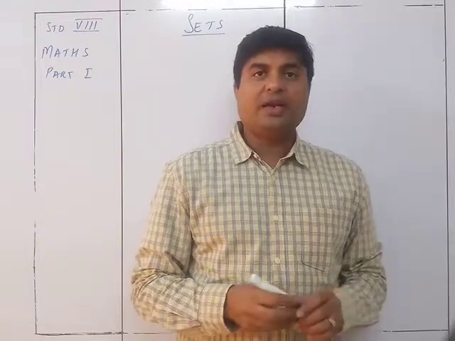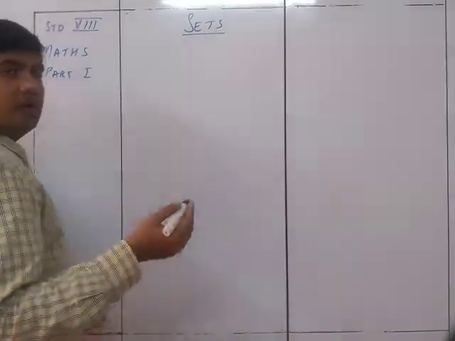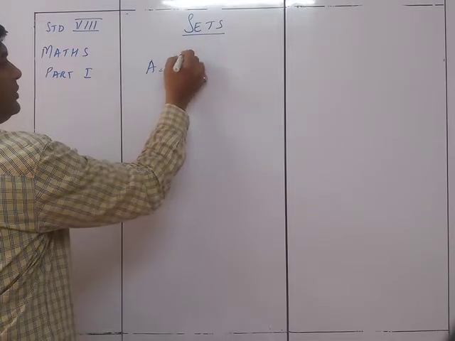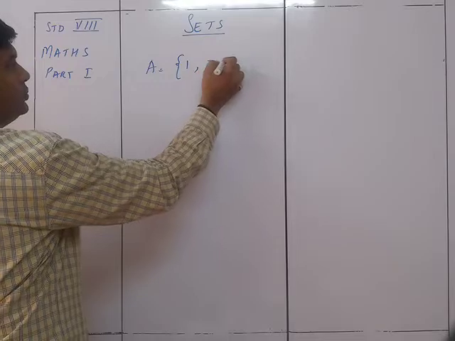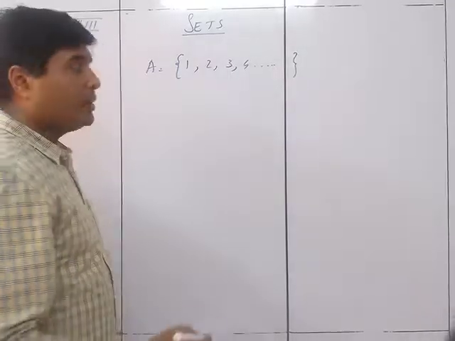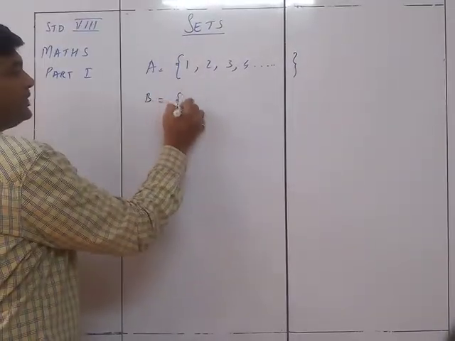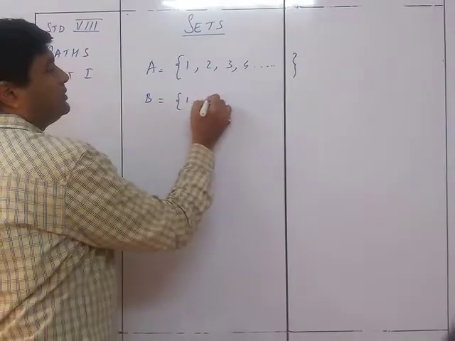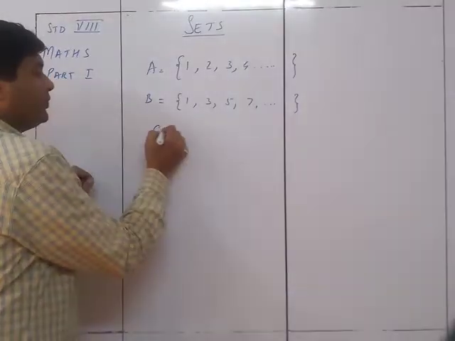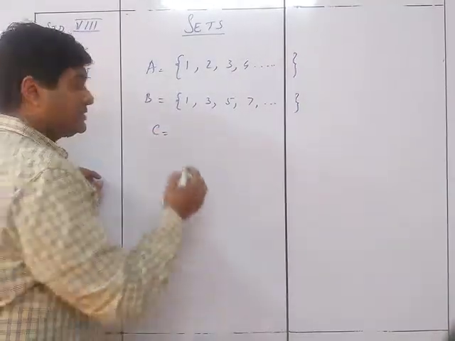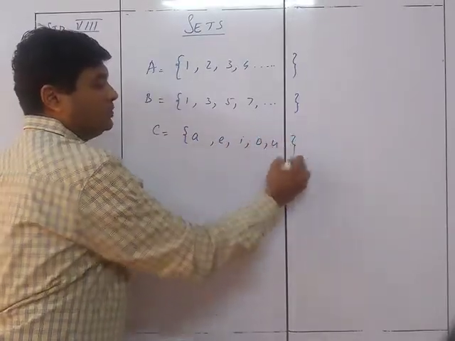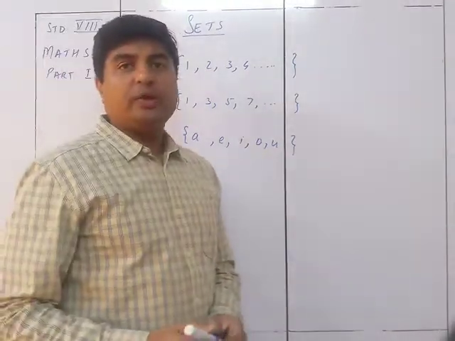called a set. Like when I say the group of the natural numbers, we can say the set of natural numbers will start with 1, 2, 3, 4 to infinity. So this is how we write a set. The set of odd numbers will be 1, 3, 5, 7 and so on. It could be the set of vowels: A, E, I, O, U. So this way you can define the sets.